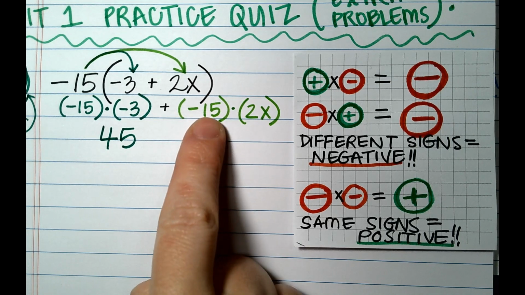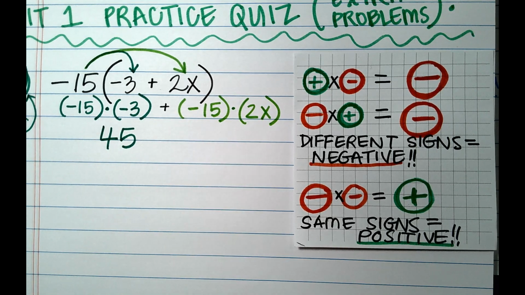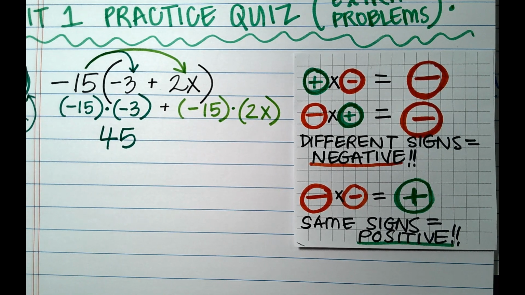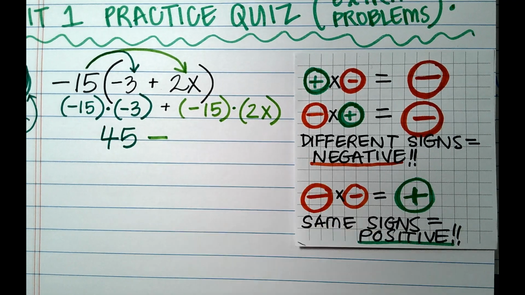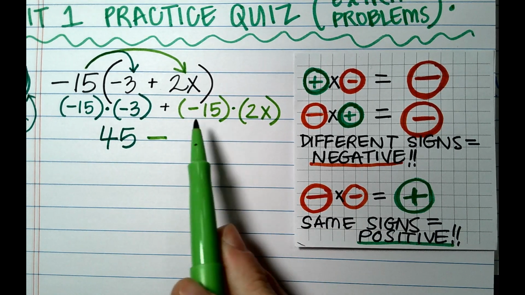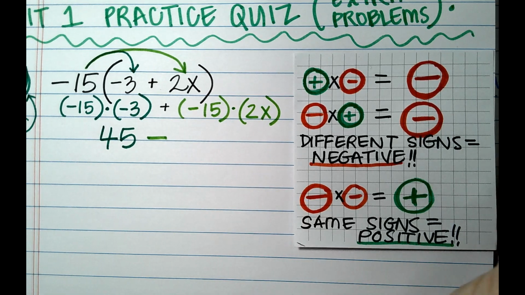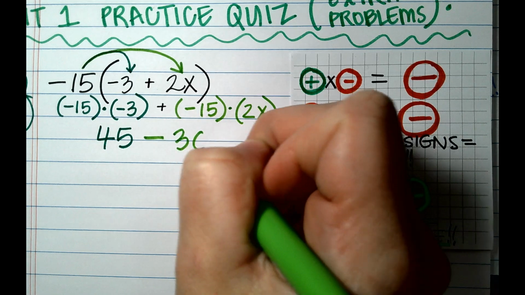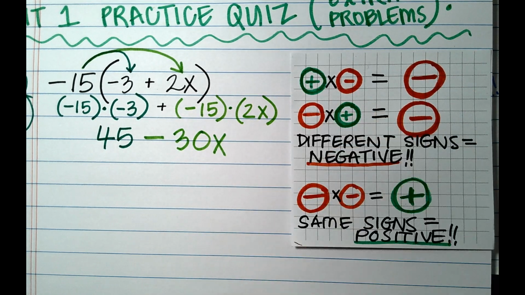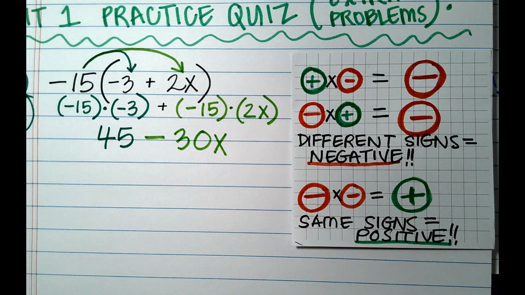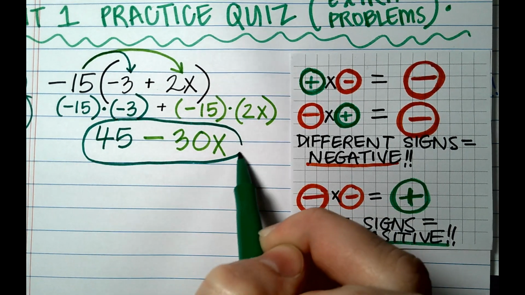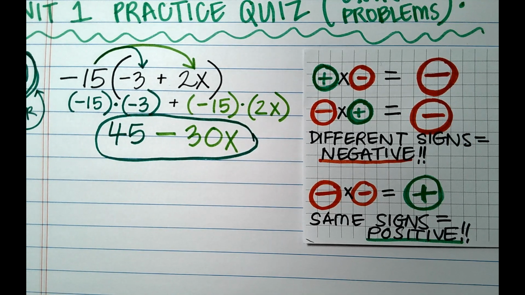Now, negative 15 times positive 2x. Will our answer be negative or positive? Negative. The signs are different, so we're going to have a negative answer. I'm going to go ahead and write that minus. And all we need is 15 times 2, which is 30. And don't forget the x. Yes. So our answer is 45 minus 30x. And that's it.